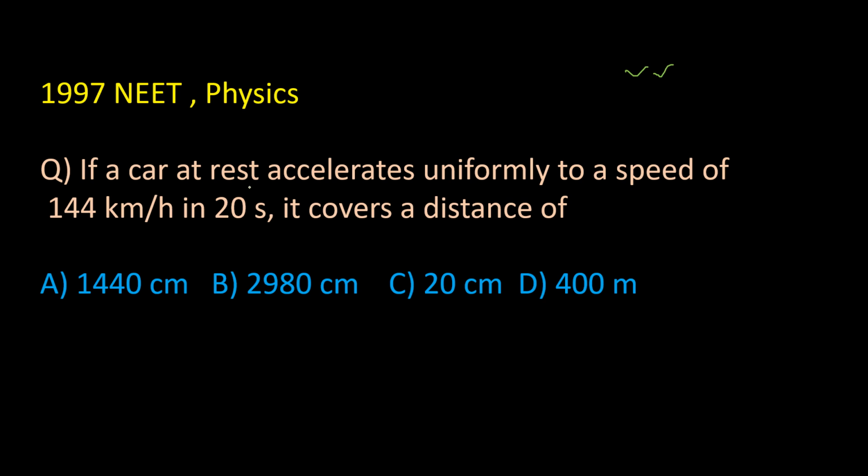If a car at rest, here rest means automatically initial velocity is 0, so blindly you can take. It accelerates uniformly to a speed of 144 kilometer per hour in 20 seconds. So time given and final velocity given. It covers a distance, so we need to find out the distance. So, question mark. Now we'll write the given data.